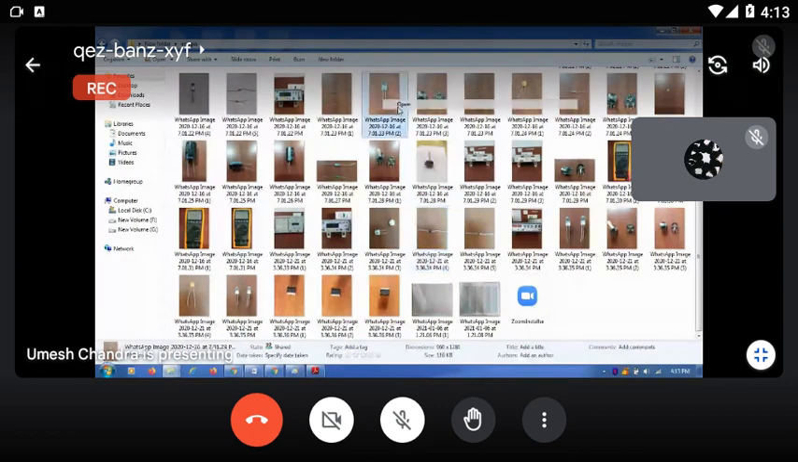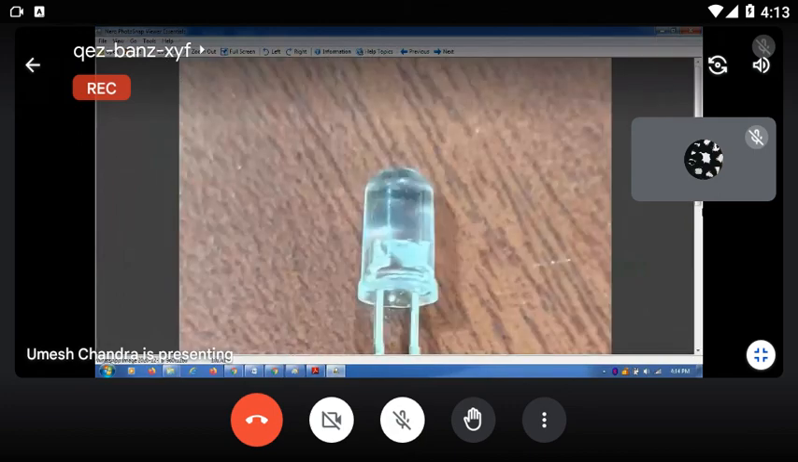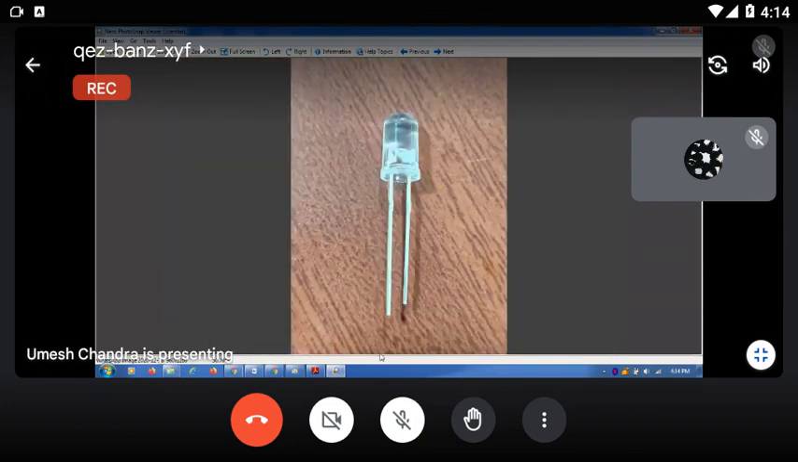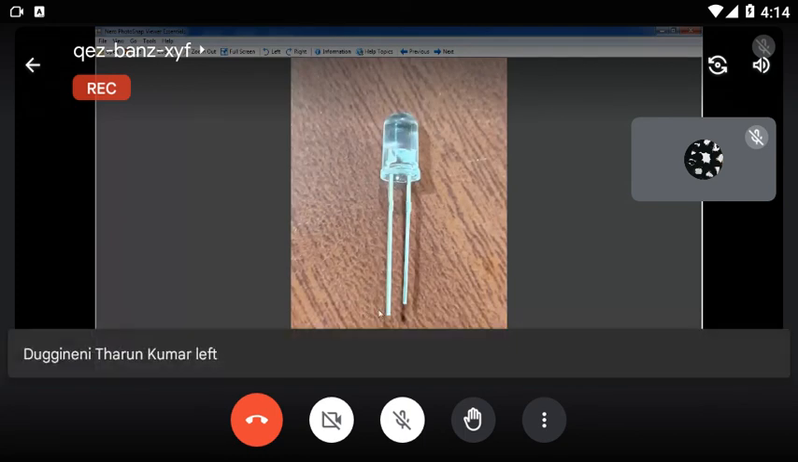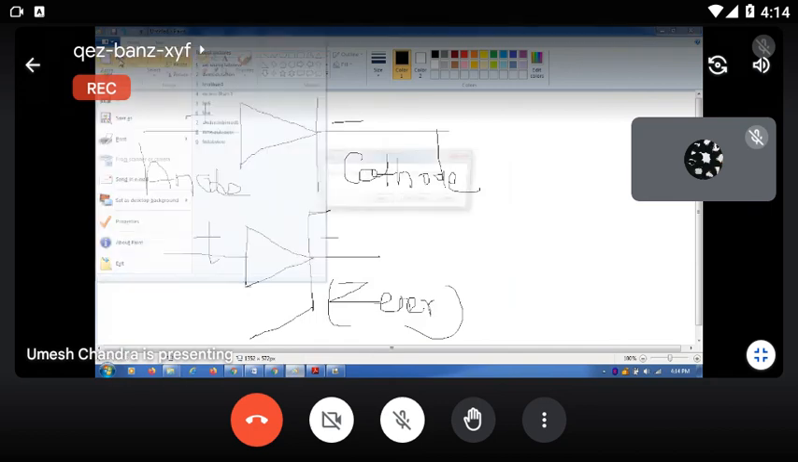But in some cases, suppose both terminals are equal, then how do you identify the positive and negative terminal? Now you see, the bigger one is positive and the smaller one is negative. But if two pins are equal, then how do you identify which pin is positive, which pin is negative? Sir, there is an elevation on the side of the body. Yes, the inner side of the LED.